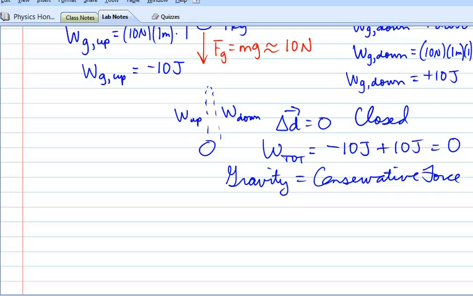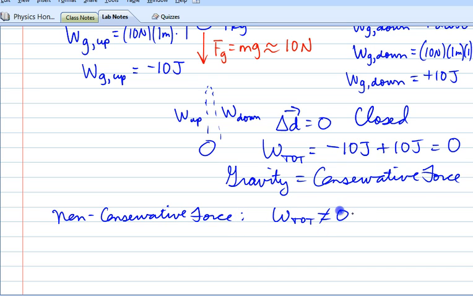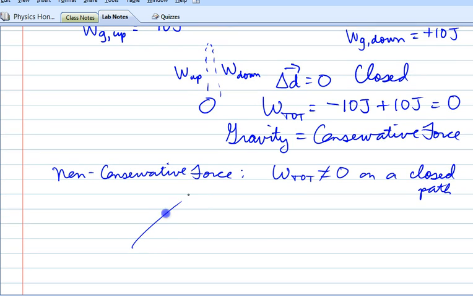Now quickly, let's talk about a non-conservative force. Well, it makes sense that a non-conservative force has a total amount of work which is unequal to zero on a closed path. I can't write closed today for some reason. That's better.